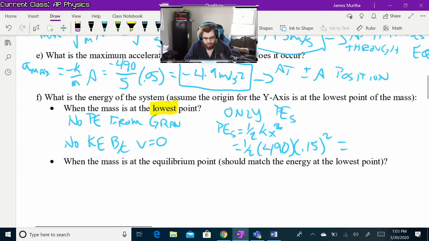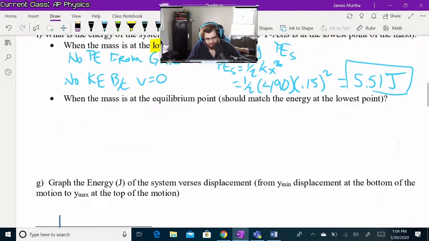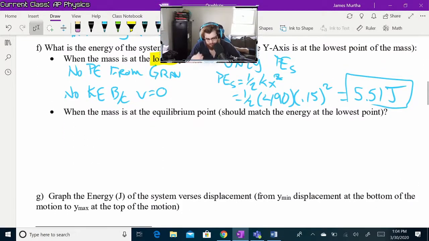You end up getting 5.51 joules. Awesome. That's spectacular. All right. Now, I am going to be using this next part to prove something for you. If you've been in the class and you've taken physics and you understand already, it should make sense that this energy would be the same, right? That the energy at the lowest point should be equal to the energy at the equilibrium point.